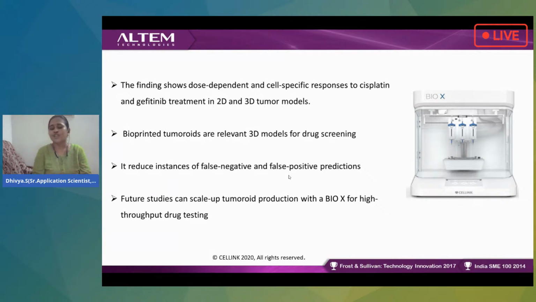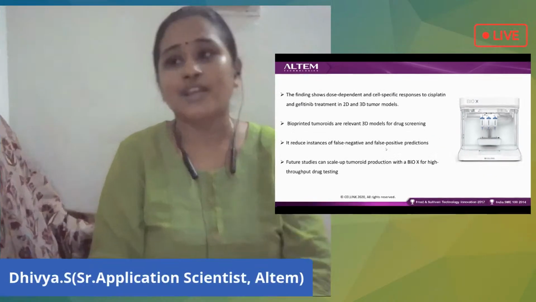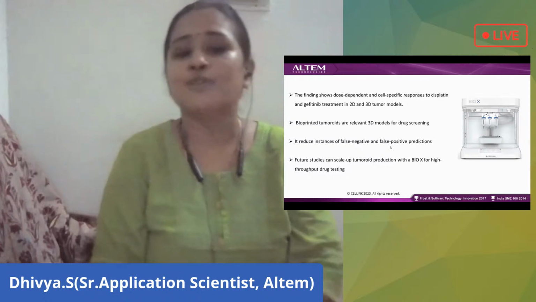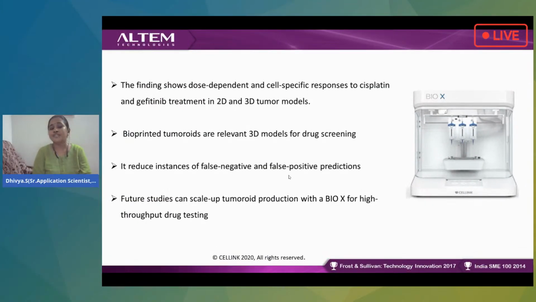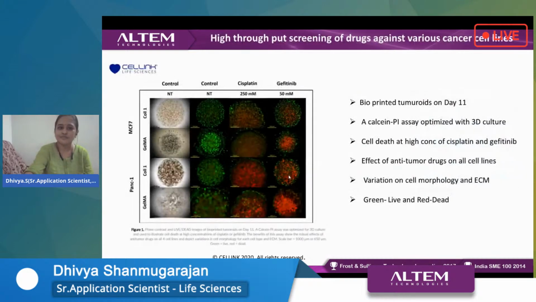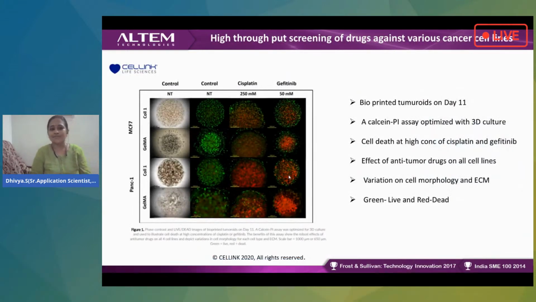And when you want to screen with a large number of drugs, you can go for bioprinting tumoroids, where we have 3D models of drug screening. And instantly, one can understand false negative and false positive predictions, and scale up tumoroid production with the BioX for high throughput drug testing methodologies. And this is one example.